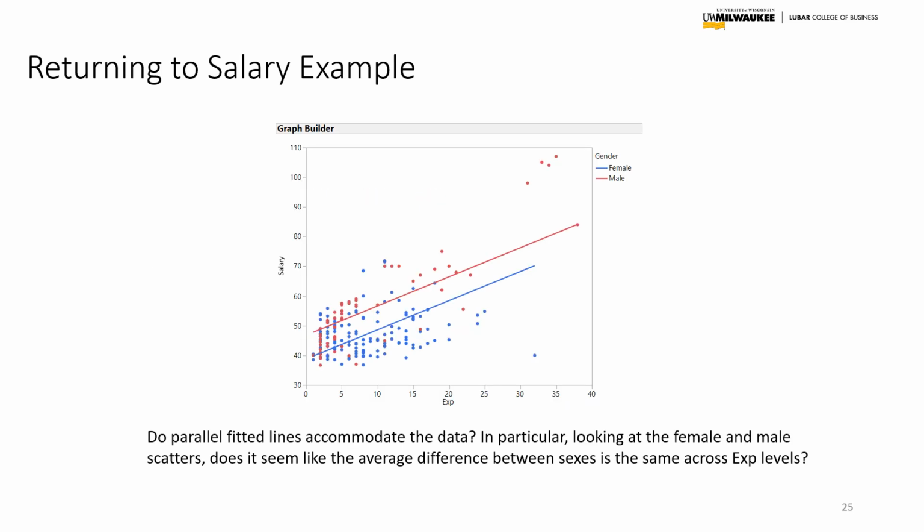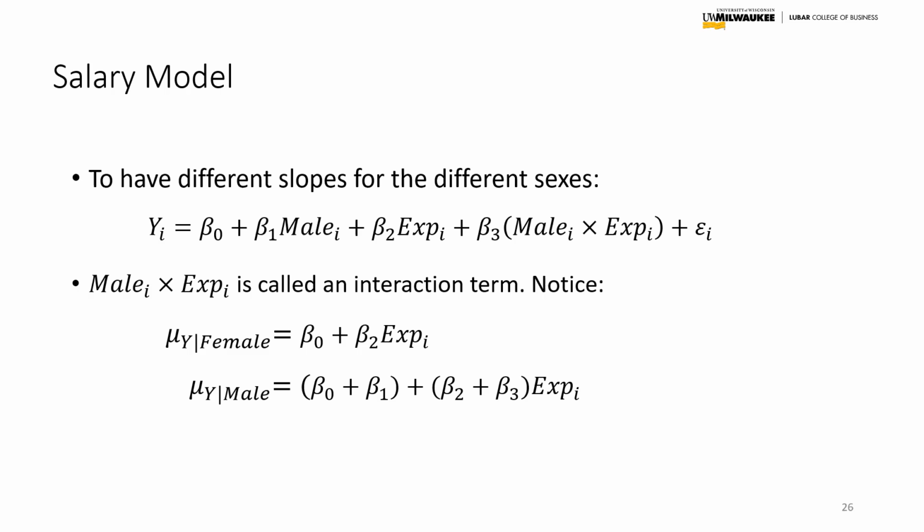Let's return to the salary example. I hinted earlier that parallel lines might not be accommodating the nature of the two scatters of male versus female that seem to be sloping with different slopes. To have different slopes for the different sexes, we're going to add what's called an interaction term, or sometimes called a multiplicative term. Here you can see it.